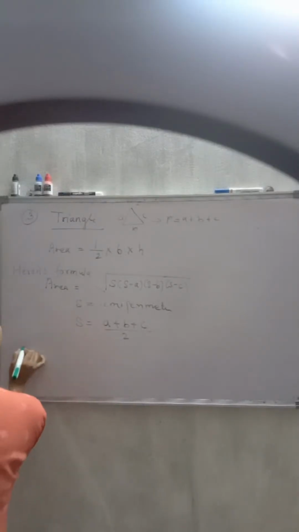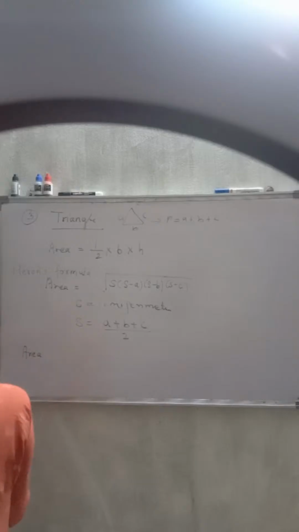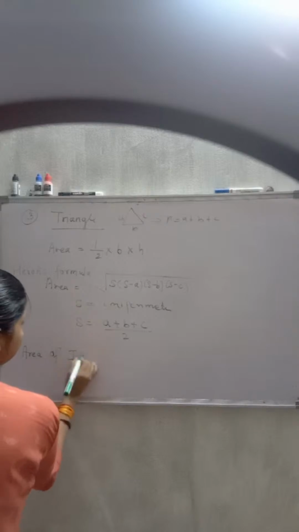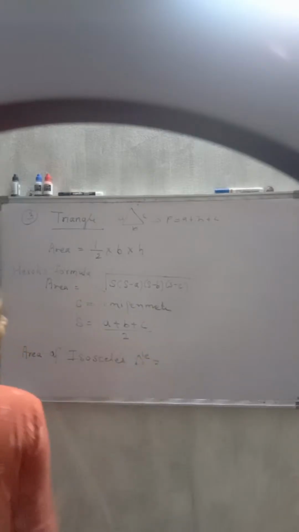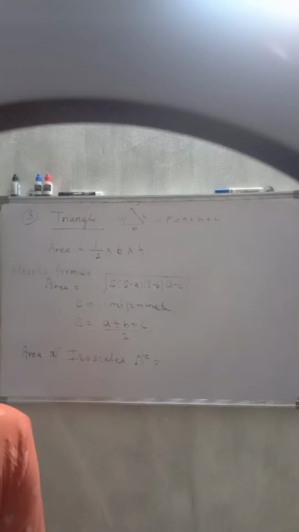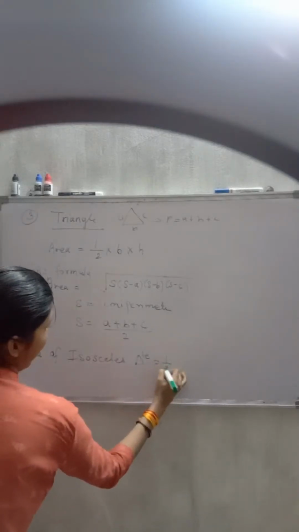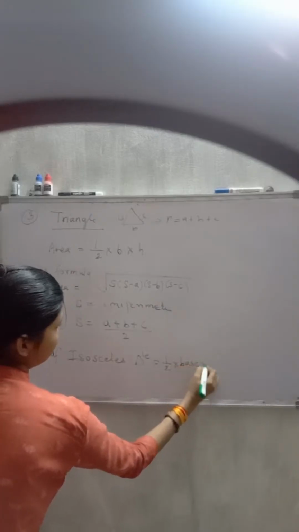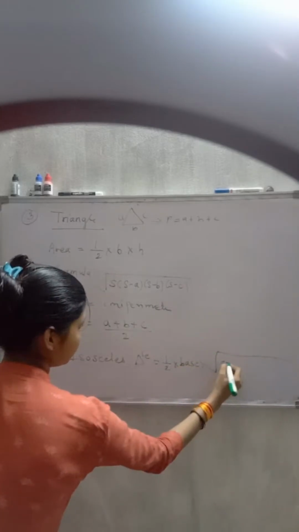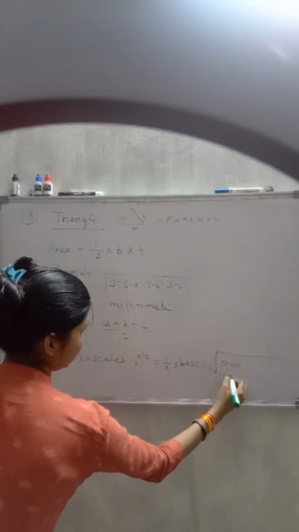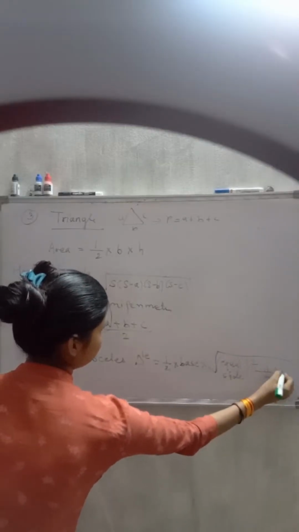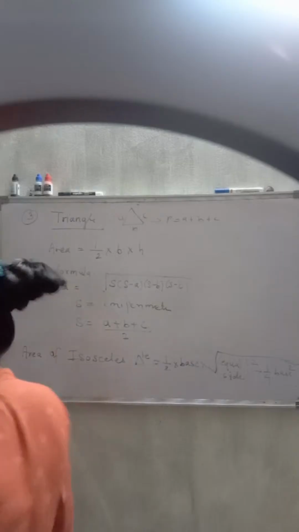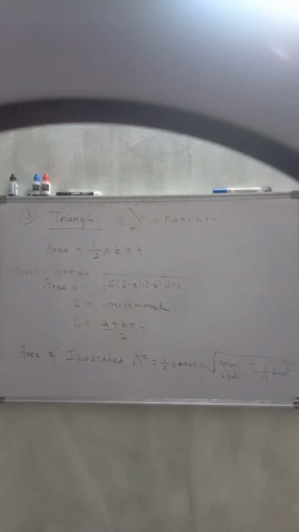Afterward, we have one formula related to isosceles triangle. Area of isosceles triangle. Isosceles triangle in which two sides are equal. So area of isosceles triangle will be equal to half into base into under root of equal side square minus 1 by 4 base square. This is the direct formula for finding area of isosceles triangle.